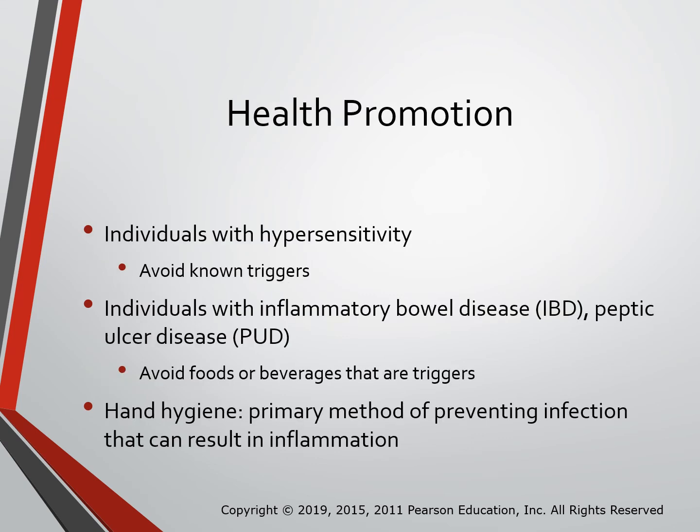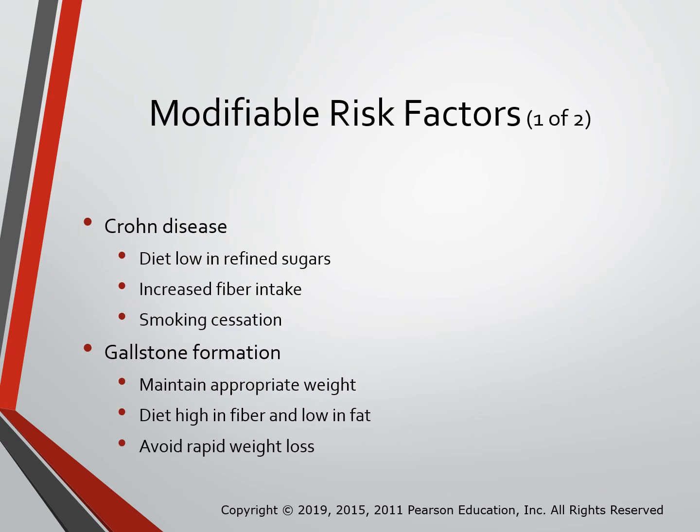Health promotion. Preventing excessive inflammatory response generally involves avoidance. Individuals with hypersensitivity should avoid known triggers, dust, pollen, animal dander. Individuals with irritable bowel syndrome and peptic ulcer disease should avoid foods or beverages that trigger inflammation. Hand hygiene is a primary method of preventing infection that can result in inflammation.